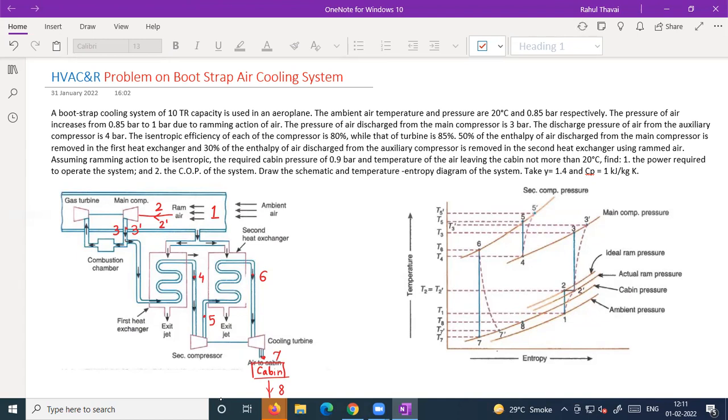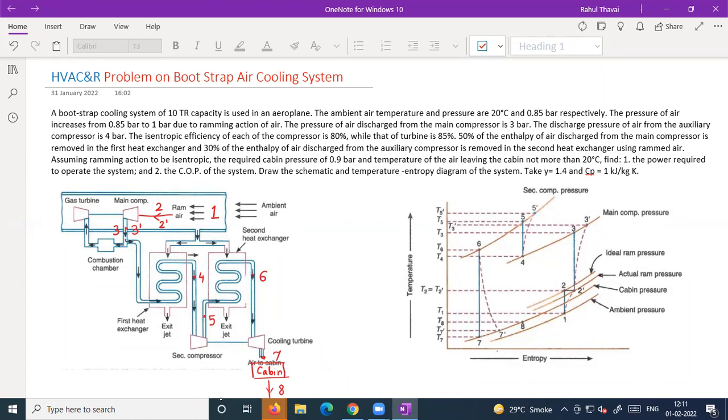Next, from 3 or 3 dash we will go to point number 4. That is the cooling in the heat exchanger. From point number 4, as you can see, we will compress it in the secondary compressor.